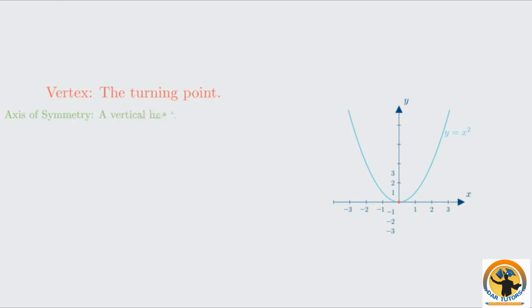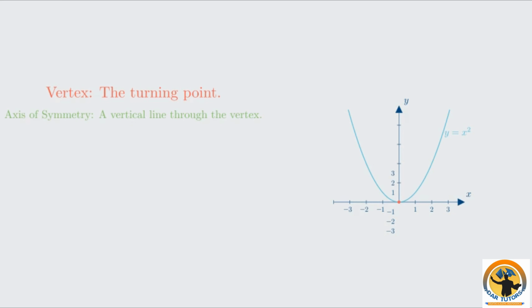When we plot these points and draw a smooth curve through them, we get this shape, which is a parabola. Let's define its key components. First, we have the vertex. This is the single lowest or highest point on the graph. It's where the parabola turns. For y equals x squared, the vertex is at the origin, (0, 0).